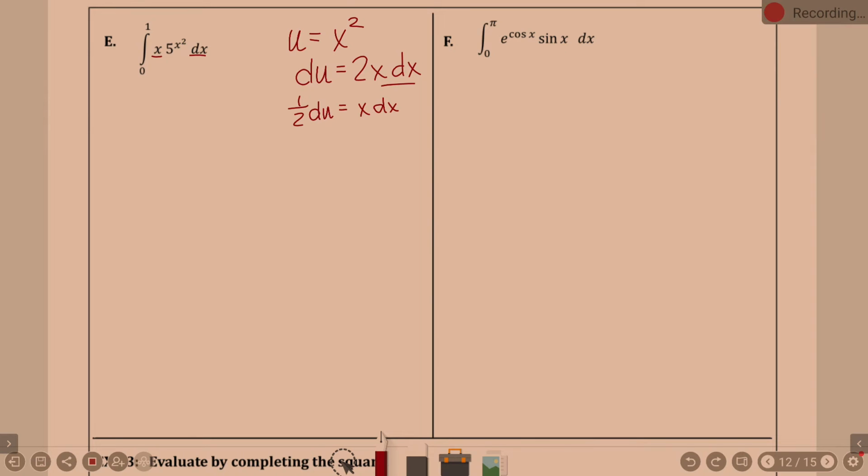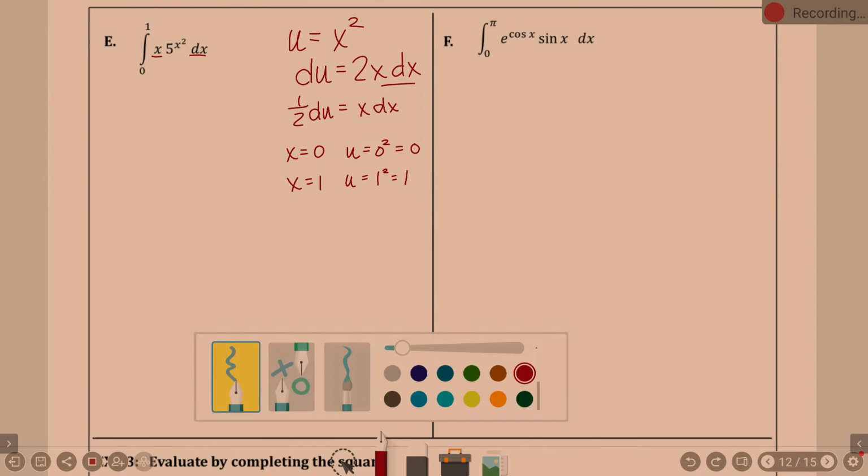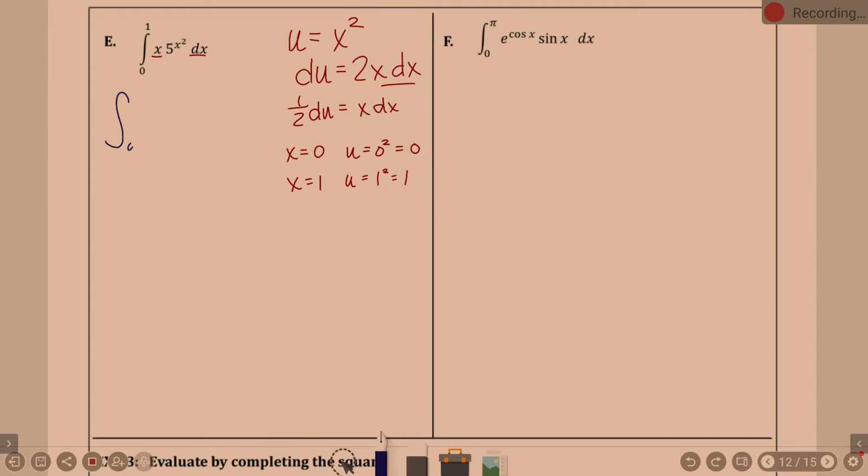Okay. Keep forgetting to change these boundaries. When x is 0, what's u? U is 0 then. When x is 1, what's u? 1. Now there's boundaries that didn't change. Okay. So it's still the integral from 0 to 1. X dx is going to be 1/2 du. And this is 5 to the u.